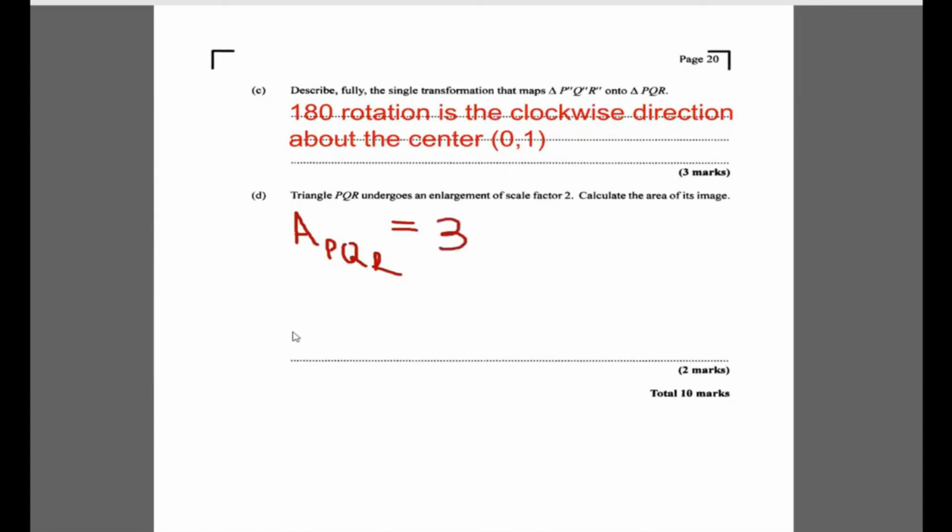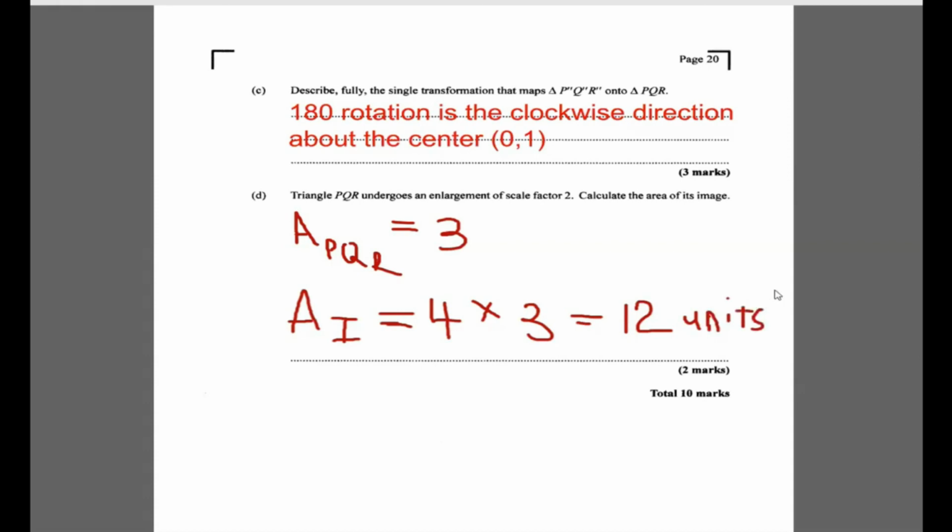And so the area of the image, I'm going to call it I. The area of the image is 4 times the area of triangle PQR. So the area of the image is 4 times 3, and 4 times 3, as you know, is 12. That's 12 units square.